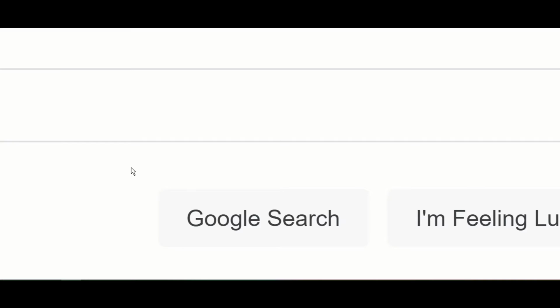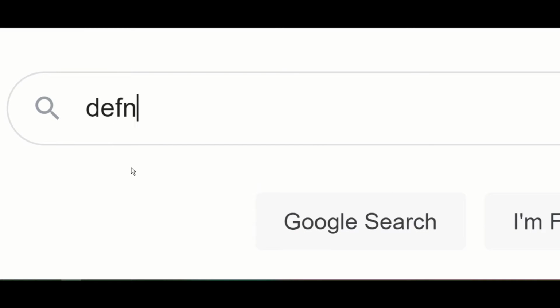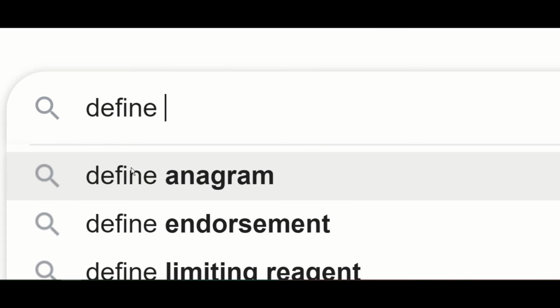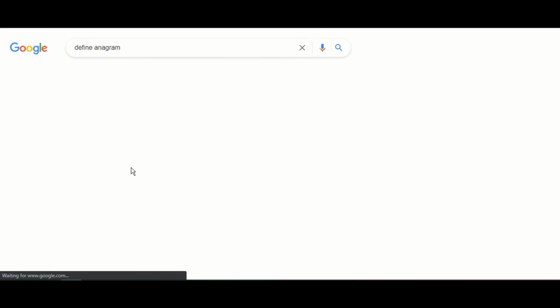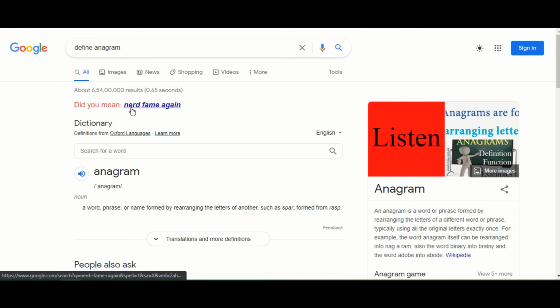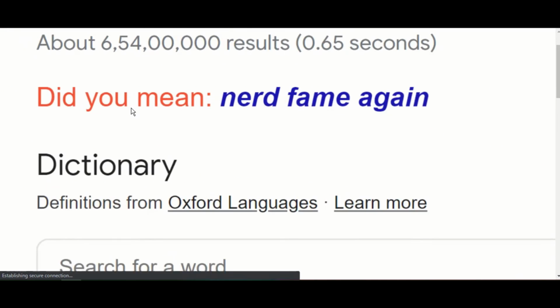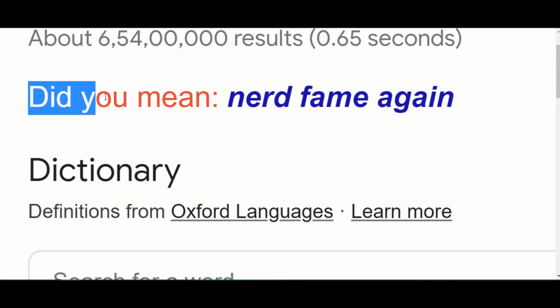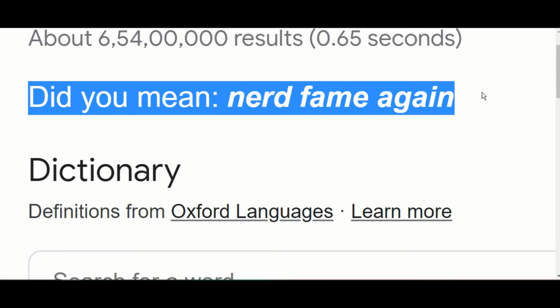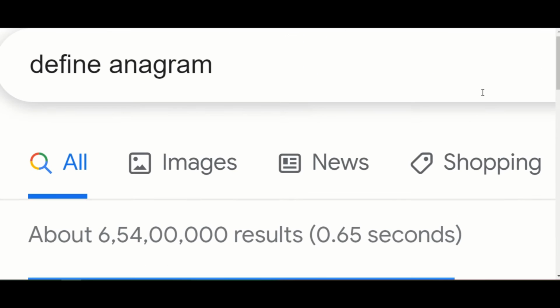So the next Easter egg is very similar to the previous one, except for this one you have to type define anagram. Once you search for it, in the Did You Mean section of the page, you will see Did You Mean Nerd Fame Again, which is an anagram of Define Anagram.